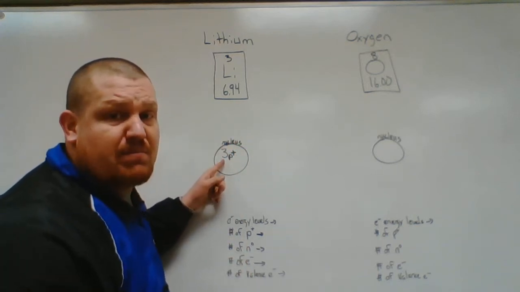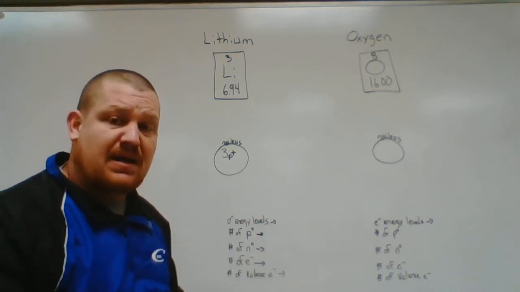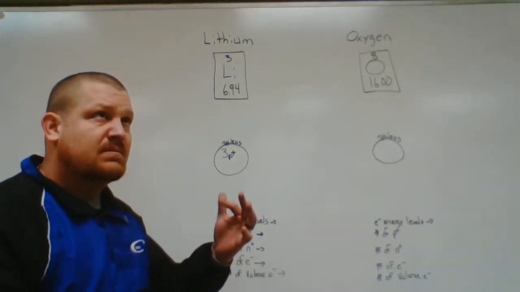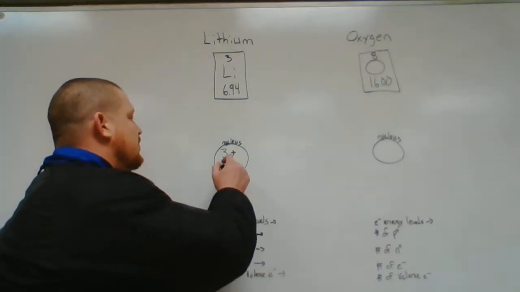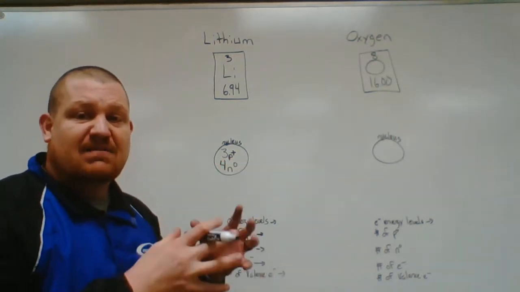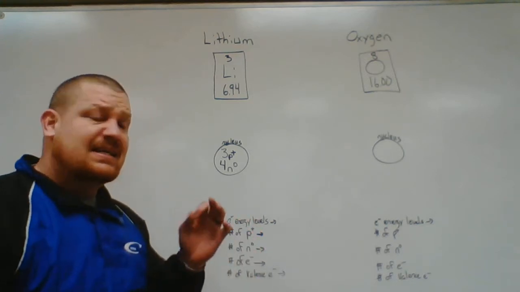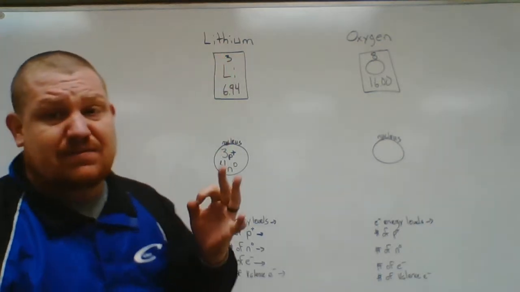Well, 3 of them are protons. So how many more do I need to have 7 total atomic mass units? 4, right? So that means I have 4 neutrons. Now the total mass of my nucleus is 7. Like I said, this atomic number also means we have 3 electrons.